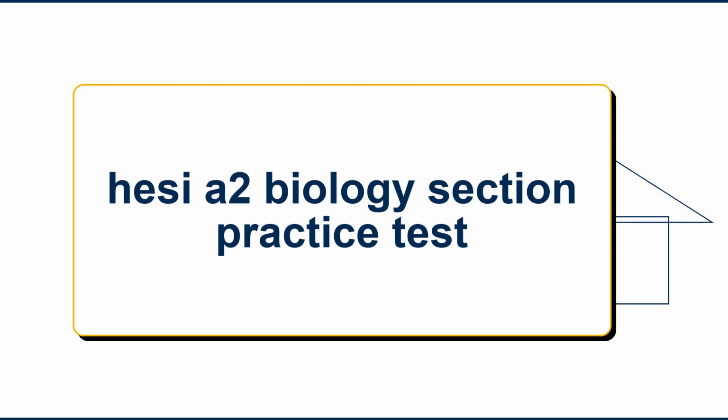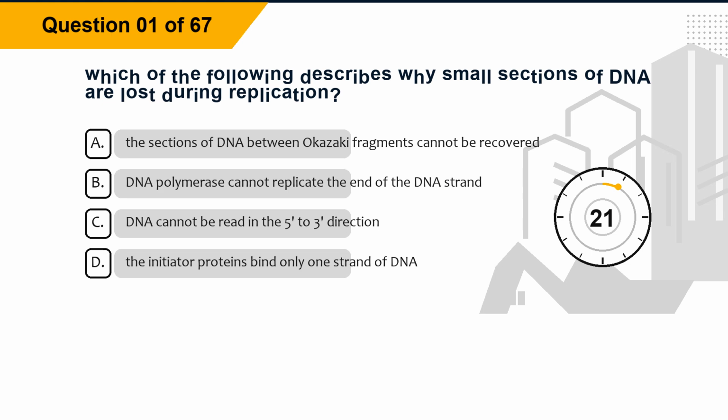HESI A2 Biology Section Practice Test. Question 1. Which of the following describes why small sections of DNA are lost during replication?